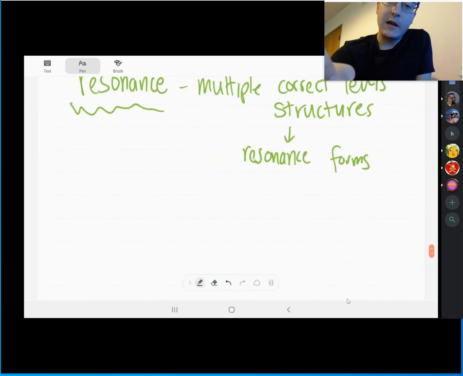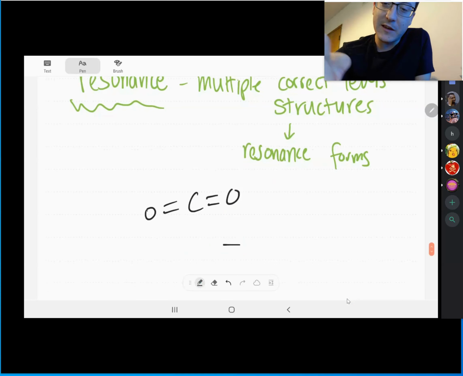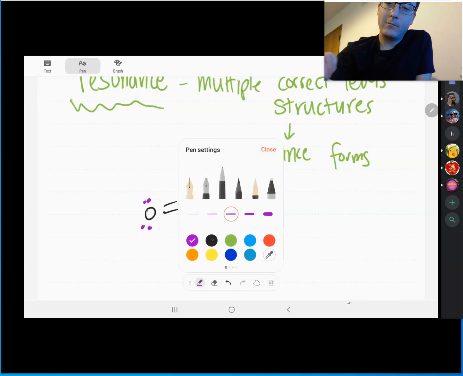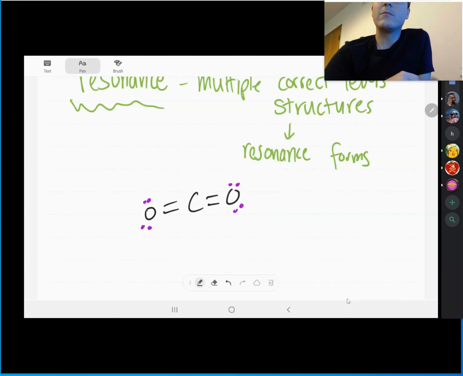So, if we look back to carbon dioxide, what's its classification going to be? AX2. Absolutely.